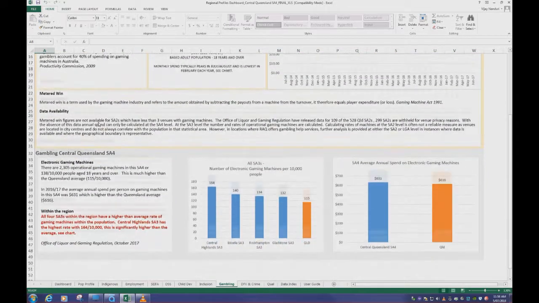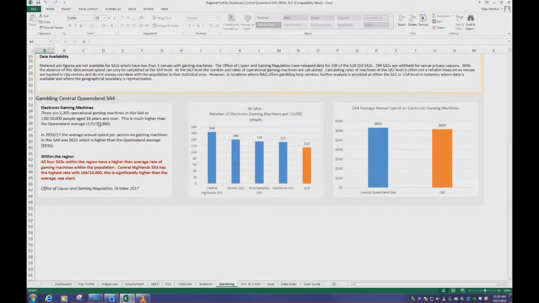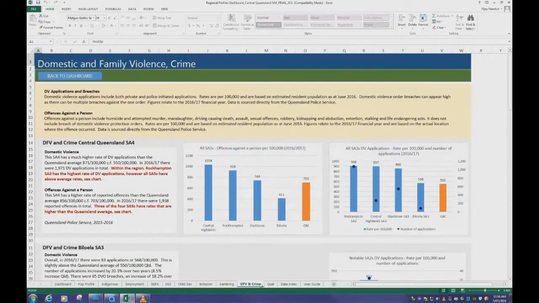The data that we show in the gambling section relates to the number of electronic gaming machines per 10,000 people, or rates in the population, and the average annual spend on gaming machines for the SA4 compared to the Queensland average.